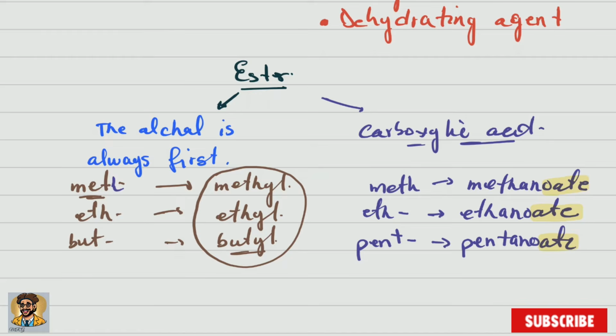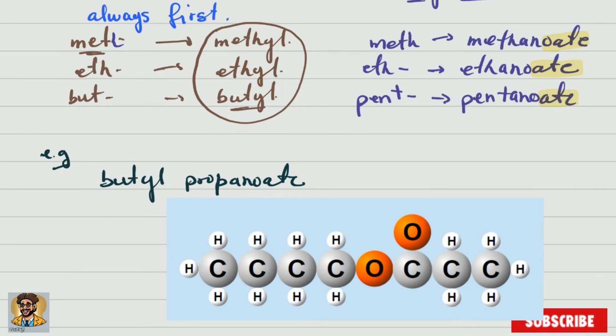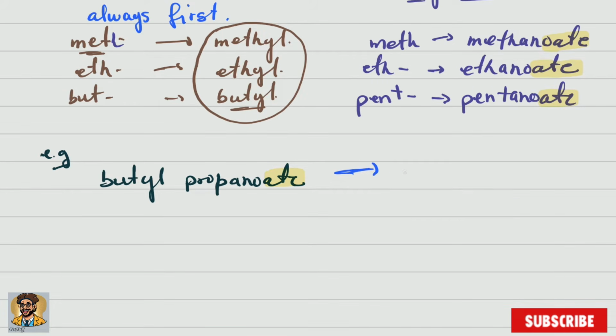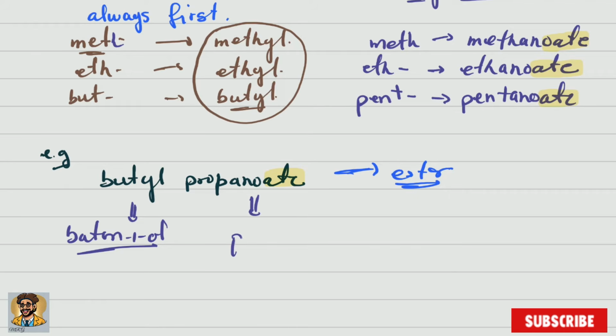Okay, so starting from here, if you have, for example, butyl propanoate, this is an ester. You know it's an ester because it ends in -oate. So this compound is an ester. What do we know from here? We know that the alcohol used was butan-1-ol, and we know that the carboxylic acid was propanoic acid.